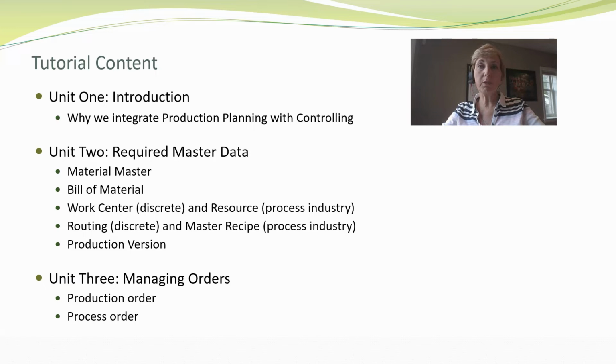In Unit 2, we will discuss the required master data for integration. So in each one of these master data objects, we will talk at the field level view on what the integration points are between production planning and controlling. We will do this for both discrete production and process industry production. So we'll talk about the material master, the bill of material, the work center or resource, the routing or master recipe, and then finally the production version.